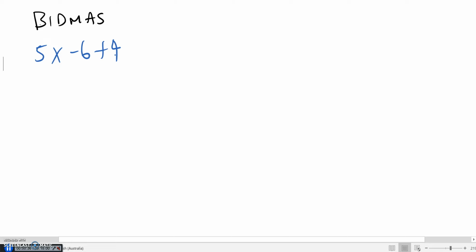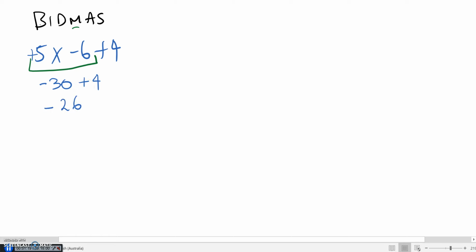So obviously no brackets there, there's no indices, no division, there is a little bit of multiplication, so you actually have to do that bit first. 5 times 6 is 30, and like we saw in the last video, a positive and a negative makes a negative answer. So 5 times -6 is -30, and then we need to add 4 to that. Starting at -30 on the number line, we move 4 places right, and we end up at -26.